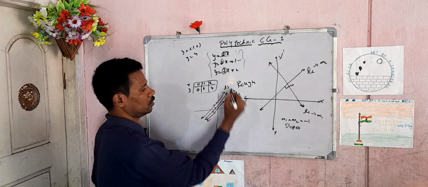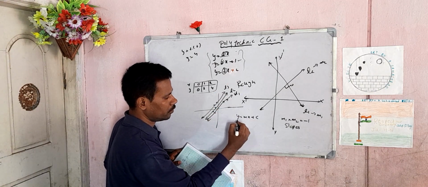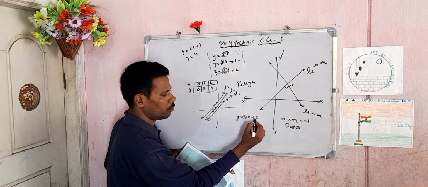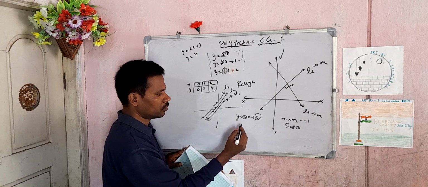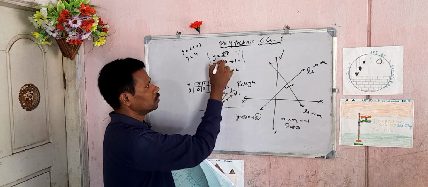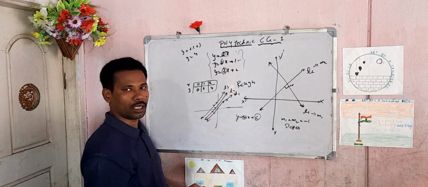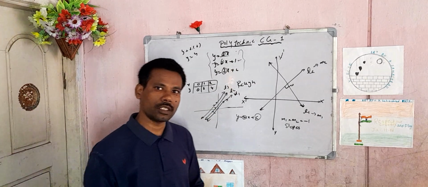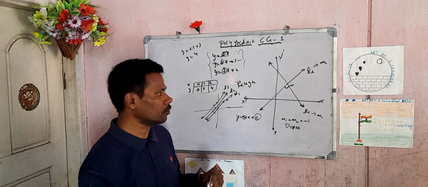Slopes are equal means here y is equal to mx plus c. Already you have learnt in 10th standard. So m is nothing but slope and c is nothing but y-intercept. Because slopes are the same, the lines are parallel. Remember, if the lines are parallel, slopes are equal. If slopes are equal, the lines are parallel. Vice versa. Both ways you can remember.